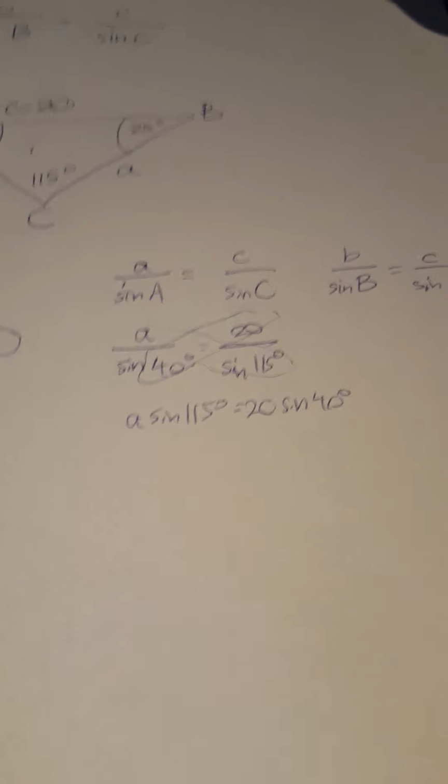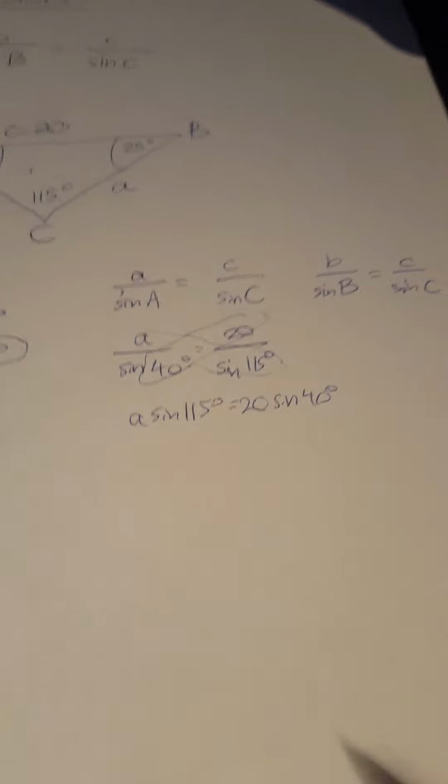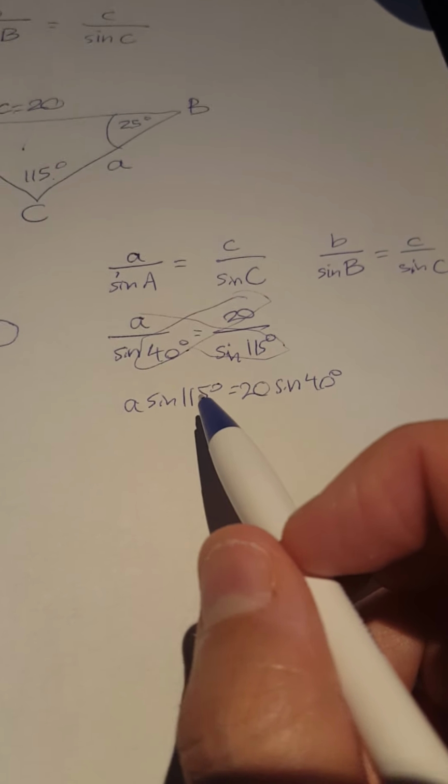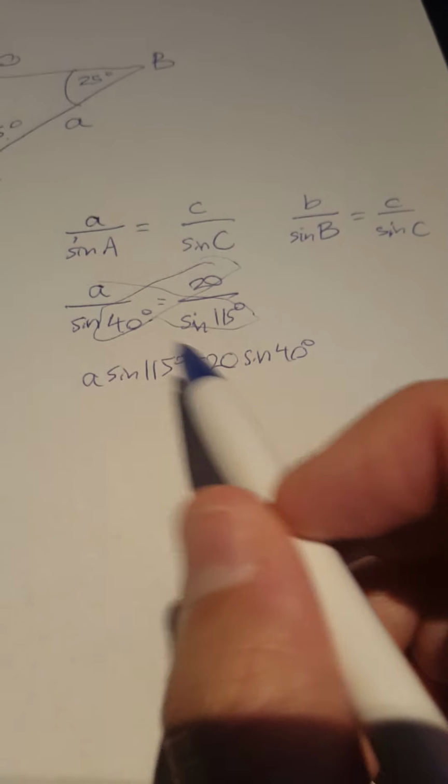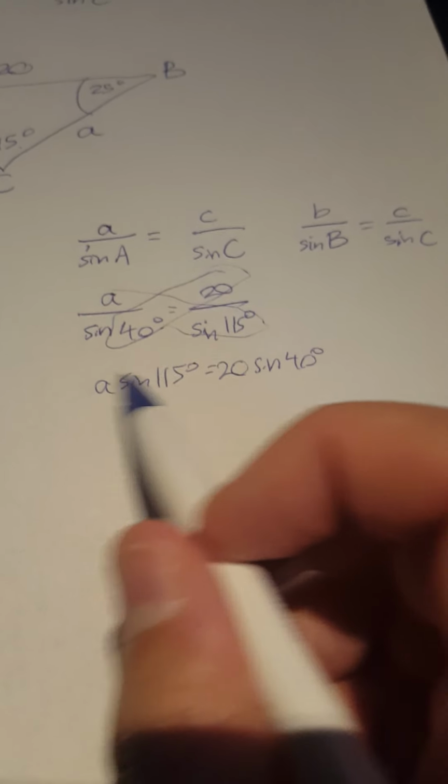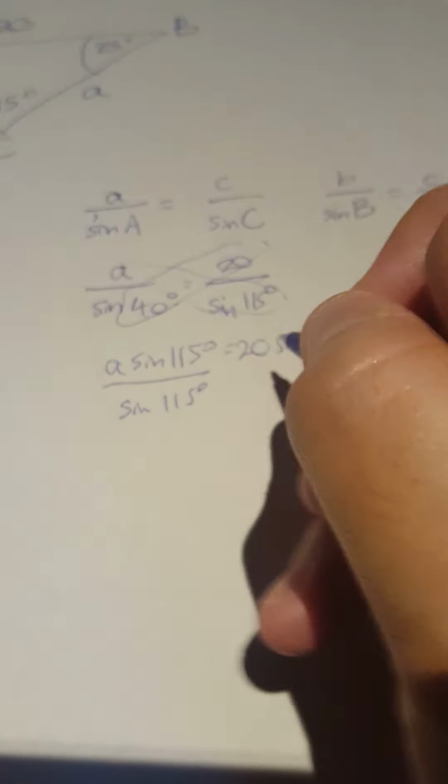Okay, and let's solve for what I want, which is that little a. If you have the trig function of an angle measurement, this is just a number. So if I don't want the number, just like if I had 10 times a, you would just divide by the 10. Here I'm going to divide by what I don't want, which is that sine of 115 degrees.